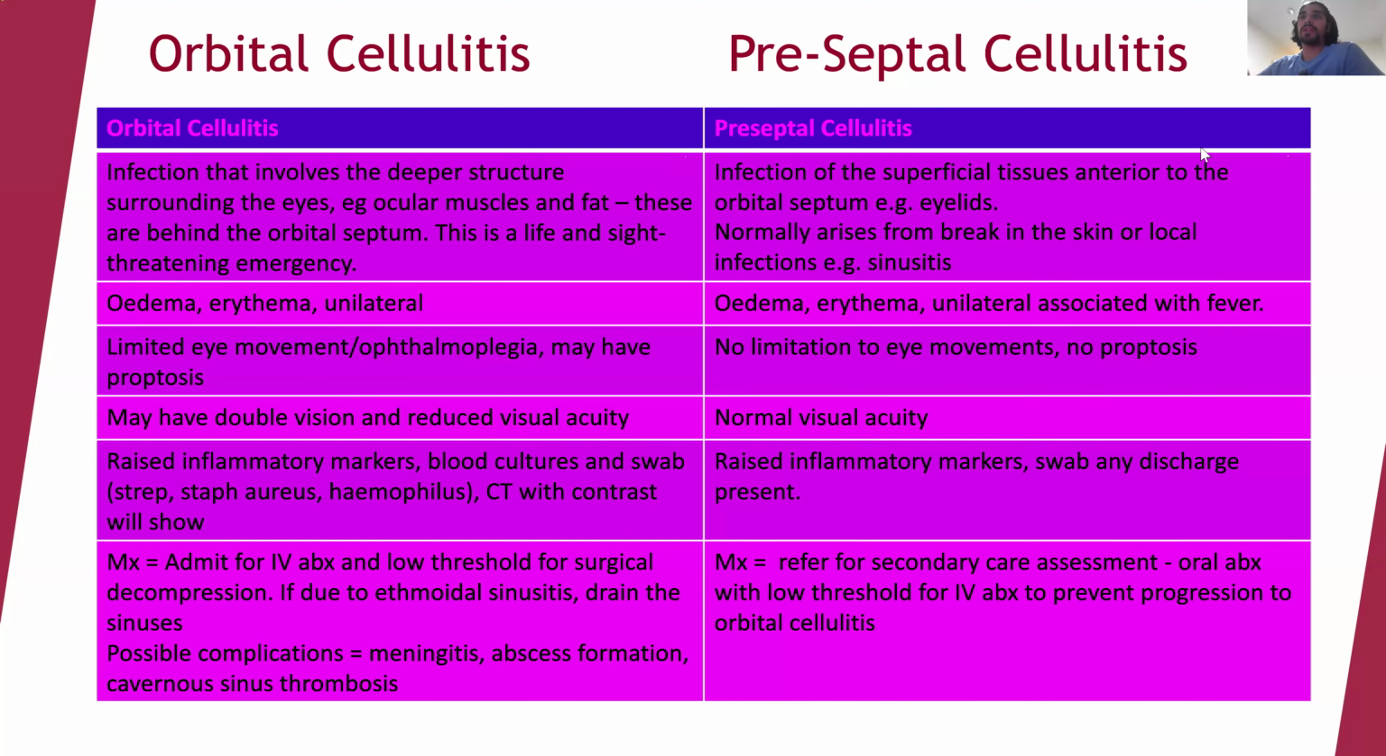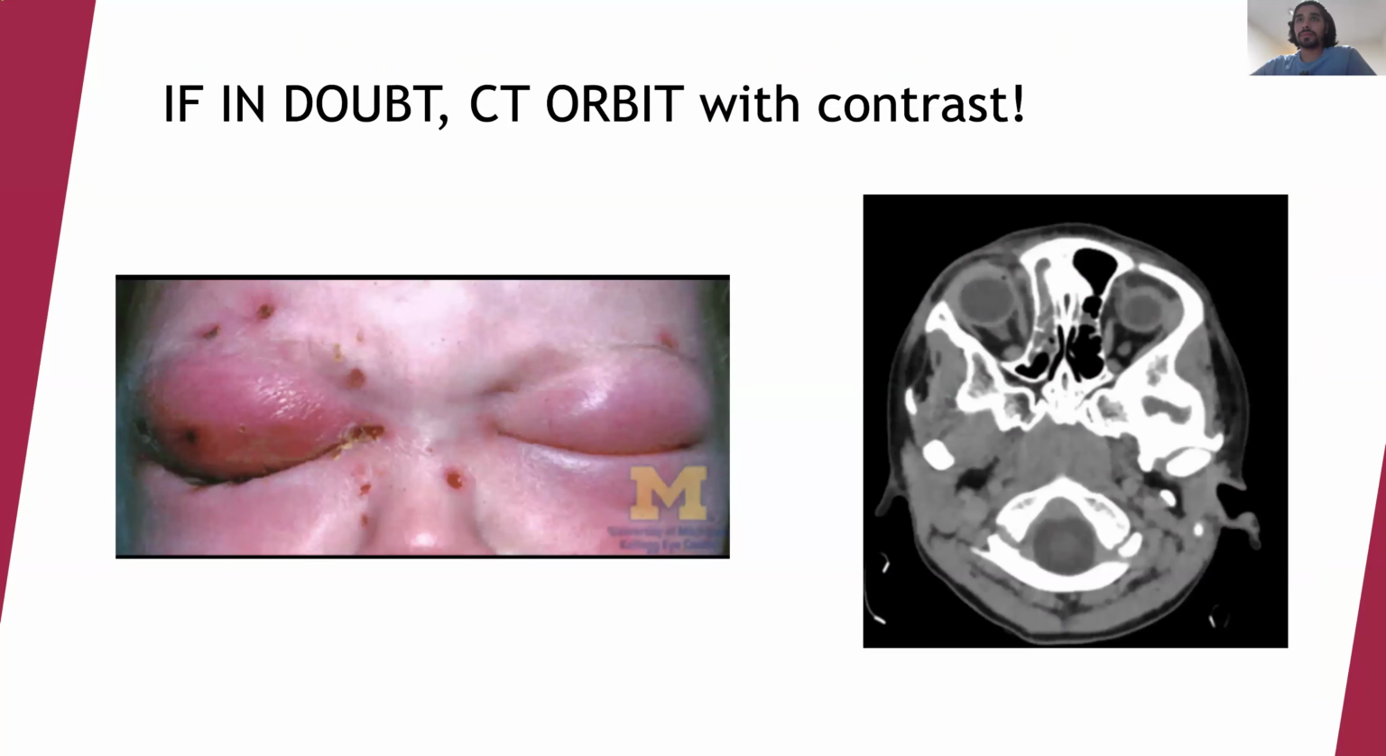But if you have orbital cellulitis, it's an urgent referral to ophthalmology. It's admit for IV antibiotics, and you possibly need to do a surgical decompression as well, just because it can cause things like meningitis, abscess formation, and cavernous sinus thrombosis. So again, these are very life-threatening conditions. And if you're ever in doubt, do a CT orbit with contrast, so you can see the fluid building up there.